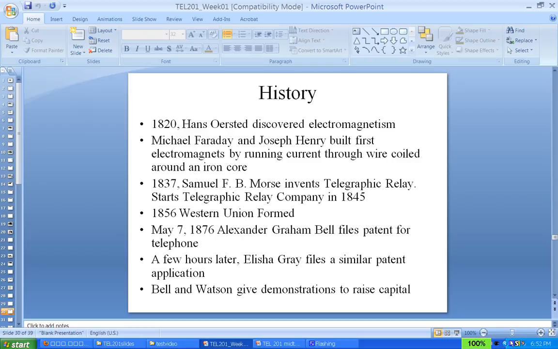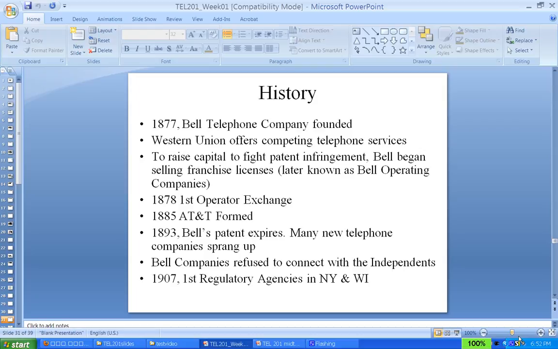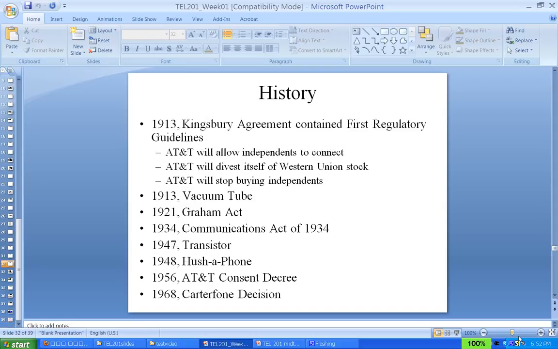Okay, here is a brief history regarding the telephone network in the US. You just read through all these slides and get an idea about the evolution of the telephone network in the US in the past 1 century.